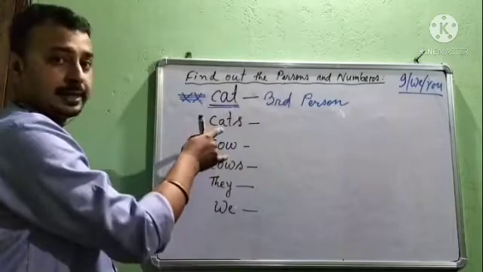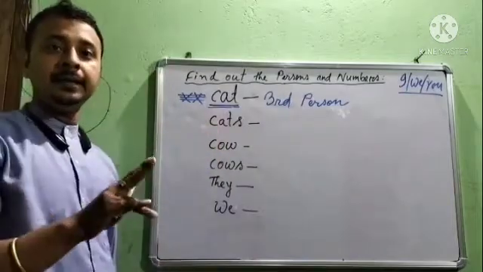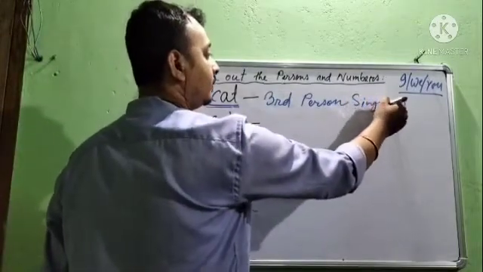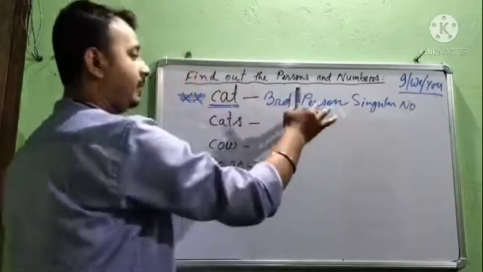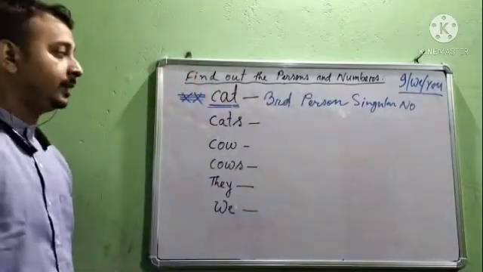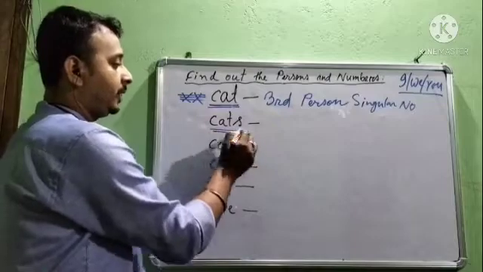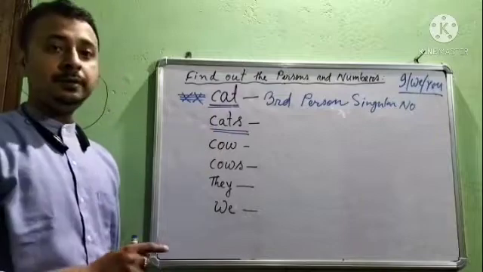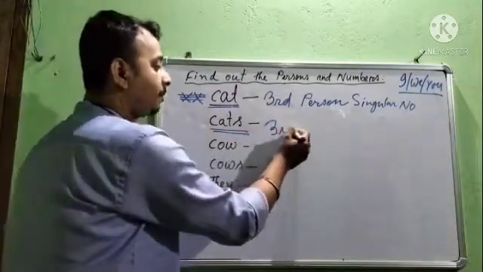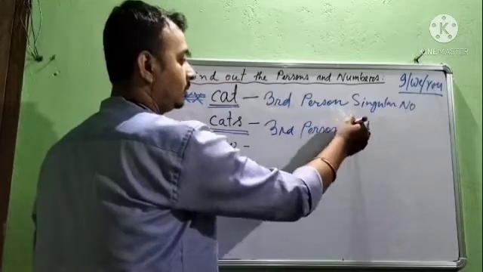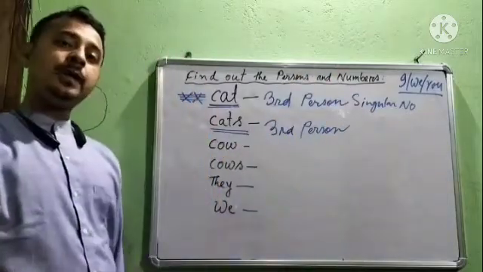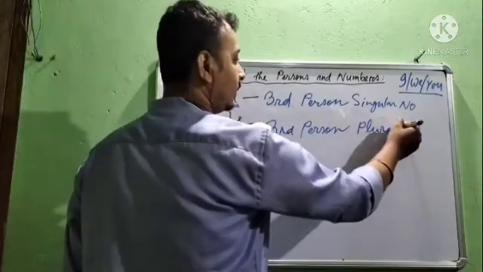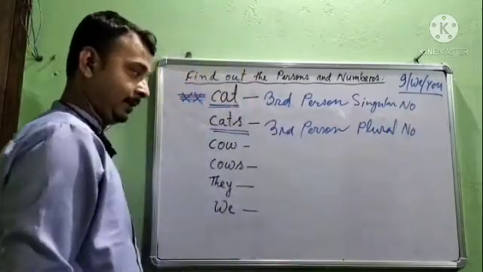Okay. Now when I say cat, one or many, it is always one. So singular number. So cat is a third person singular number. Now see this one, cats. Is it I? No. Is it we? No. Is it you? No. That means it is a third person. So when I say cats, one or many, it is obviously many. So it's plural. Third person plural. Cats is a third person plural number.